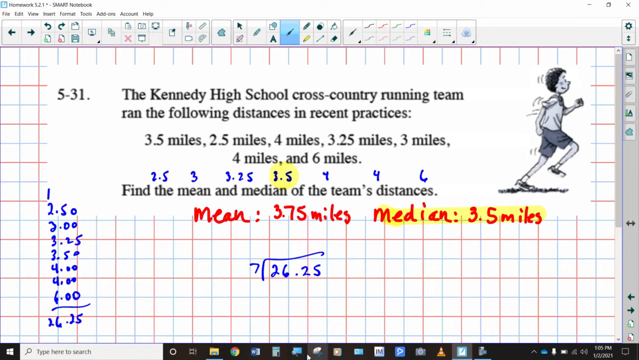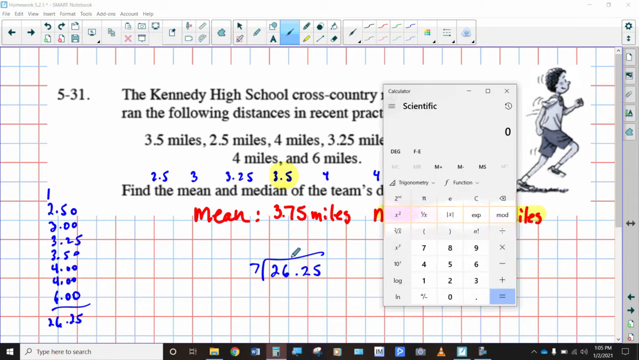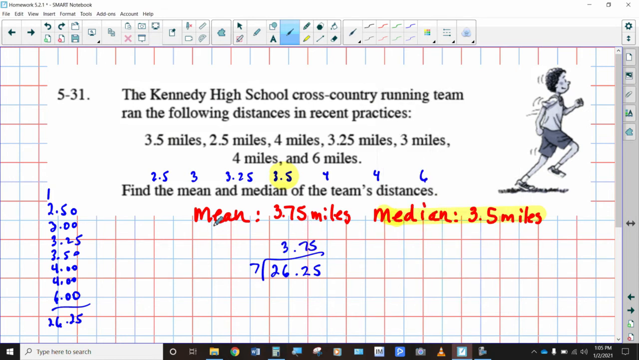And I'm going to go ahead and use my trusty calculator for the rest of it. We can go ahead and do the division by hand, wouldn't be too much trouble, but why do it that way when you can be efficient with your time and use a calculator? 3.75. So that's going to be your mean right there.